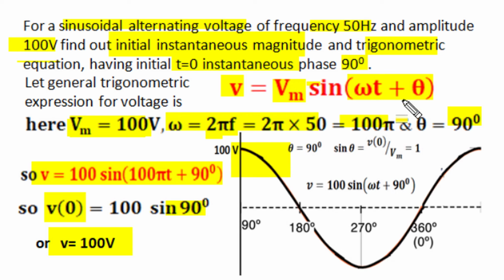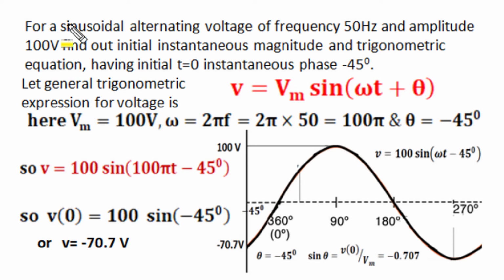In this example, the sinusoidal alternating voltage has frequency 50 Hz and amplitude 100 volt, and its initial instantaneous phase is minus 45 degree. We have to find out its initial instantaneous t equal to 0 magnitude and trigonometric equation. So the general trigonometric equation of instantaneous voltage small v is Vm sin omega t plus theta, where Vm amplitude of the sinusoidal signal, 100 volt, is given, omega is 2 pi f, where f is the frequency 50 Hz given to us, so omega becomes 100 pi radian per second, and this theta is minus 45 degree given to us.